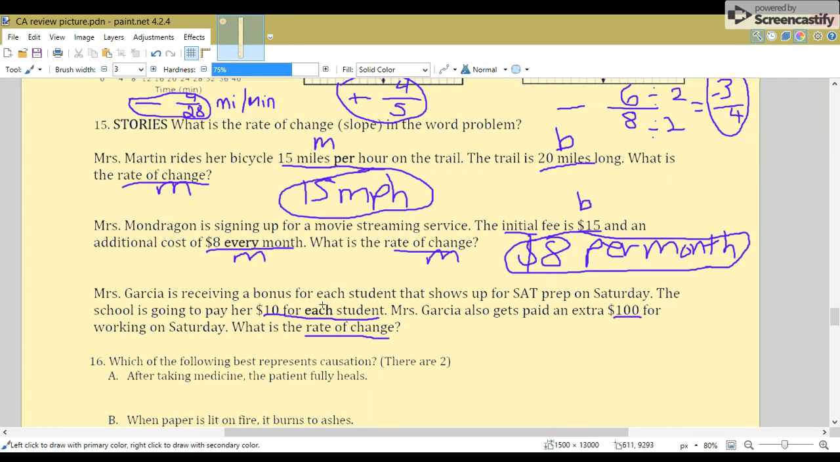Says for each, that's M. The other number has to be the B. That's the original amount. Even if they had no students, it would be $100 for working that Saturday. So your rate of change, $10 per student.